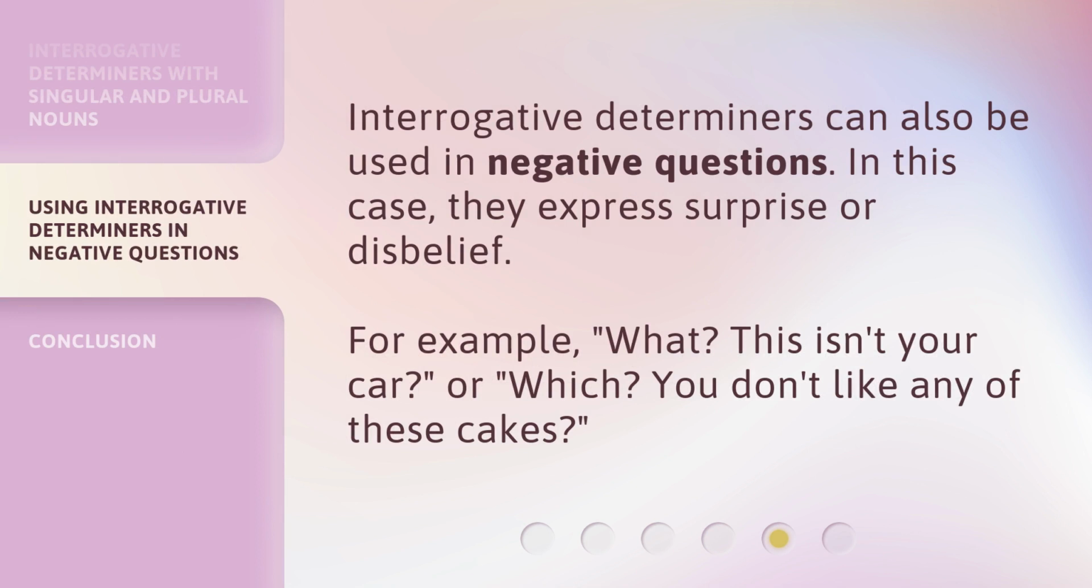Interrogative determiners can also be used in negative questions. In this case, they express surprise or disbelief. For example, what? "This isn't your car." Or, which? "You don't like any of these cakes?"